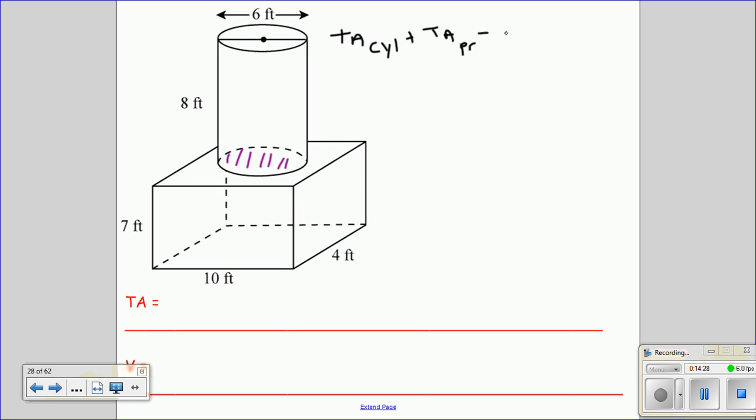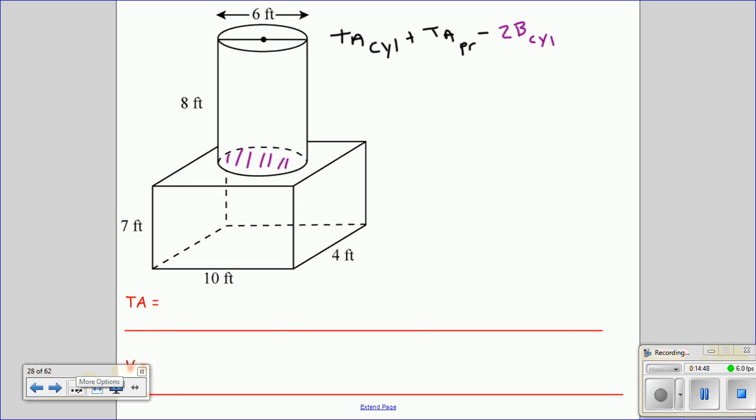So I'm going to take 2 of them away. One from the bottom of the cylinder and one from the top of the prism. So it's essentially 2 cylinder bases. Okay.